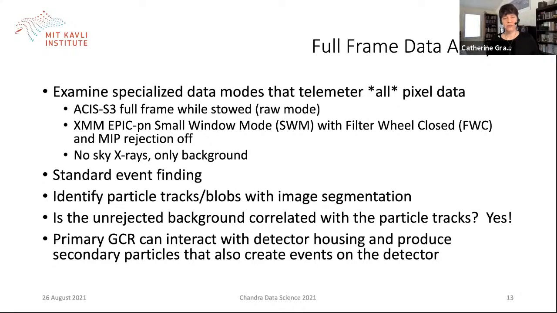We do standard event finding, and then we identify particle tracks with image segmentation. So the question is: is the unrejected background correlated with the particle tracks? And yes, it is. That's not entirely surprising. And that's because primary galactic cosmic rays can interact with the spacecraft and the detector housing on their way in, produce secondary particles, and those secondary particles also create events on the detector that are related to the primary.